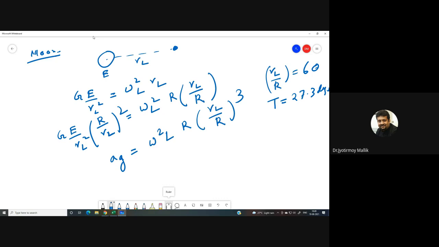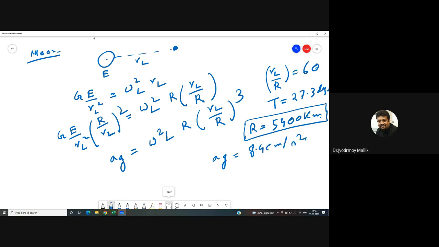Now, if we consider that R is around 5400 kilometers, that is what people used to know during the time of Newton, this is the value of R that they had calculated. You can calculate the value of Ag to be around 8.4 centimeters per second square.